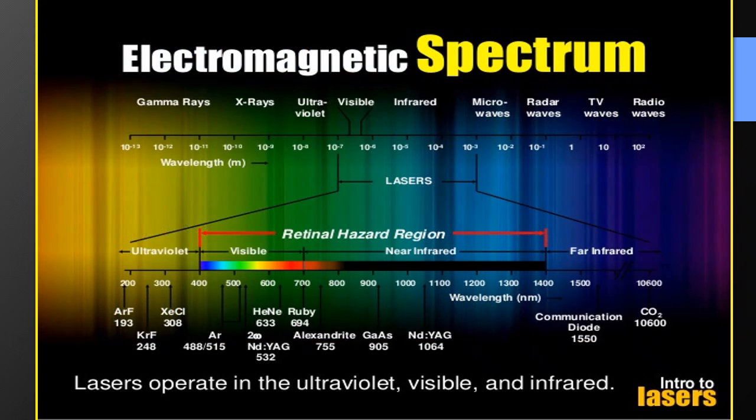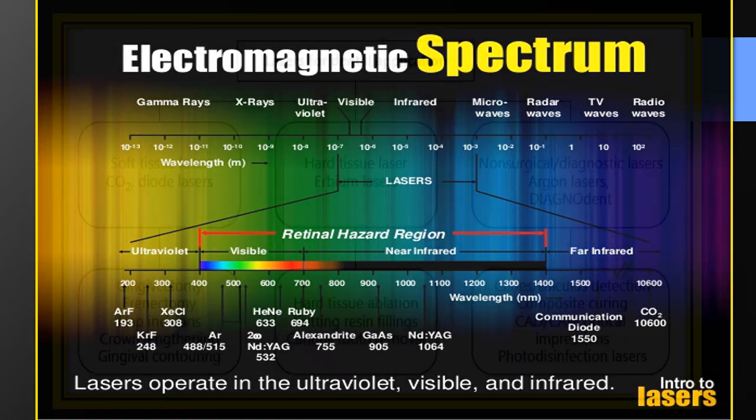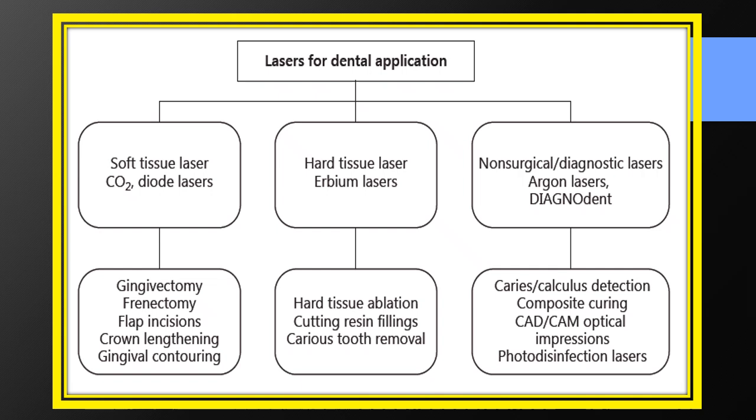This is the schematic representation showing the electromagnetic spectrum. The lasers operate in the ultraviolet, visible, and infrared. So lasers for application in dentistry include soft tissue lasers, for example carbon dioxide and diode laser, which are used for soft tissue procedures like gingivectomy, frenectomy, flap incision, crown lengthening, and gingival contouring.